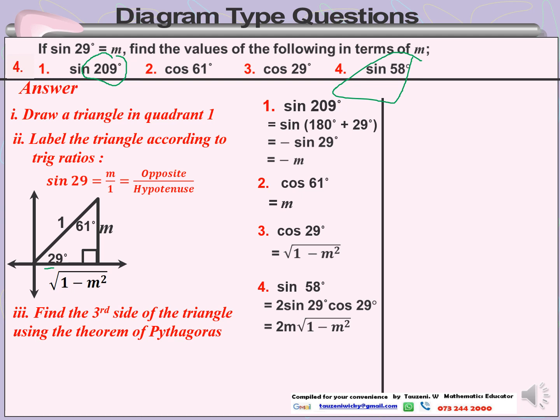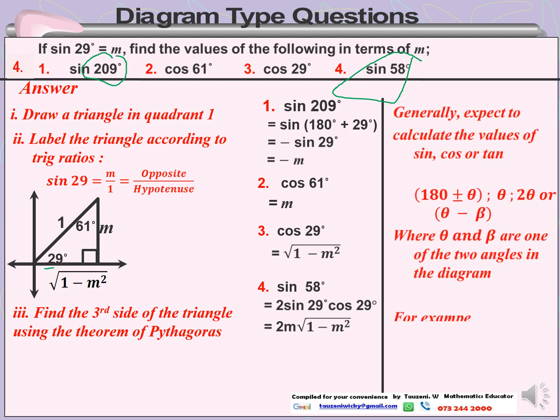This is also a diagram type question. So generally speaking, in this kind of question, expect them to ask you to calculate the value of 180 plus theta, that will need reduction formulas, 2 theta, that will need double angles, or theta minus beta, that will need compound angles, where theta and beta are one of the two angles that are in the diagram.